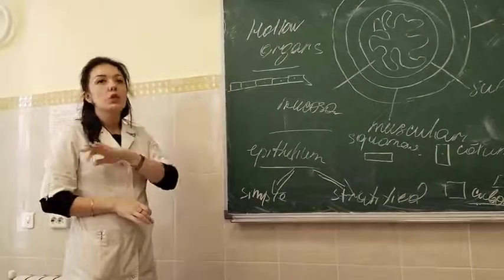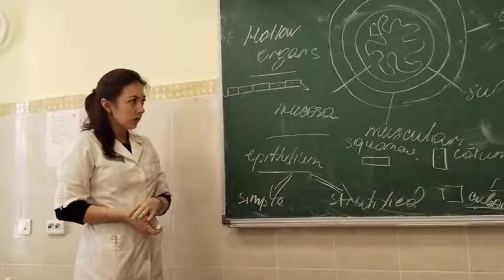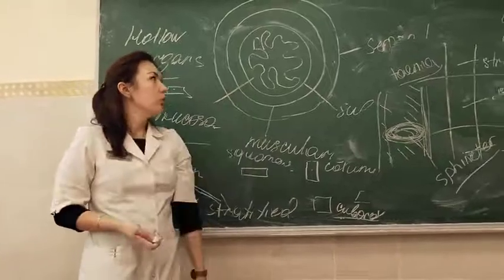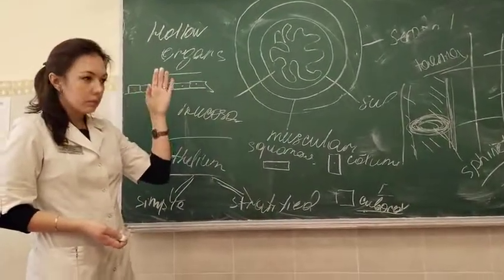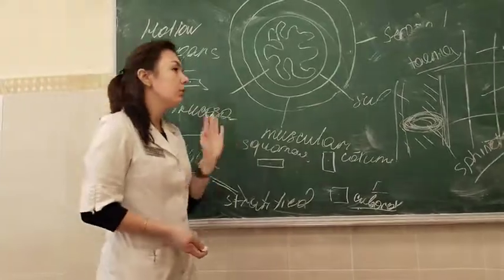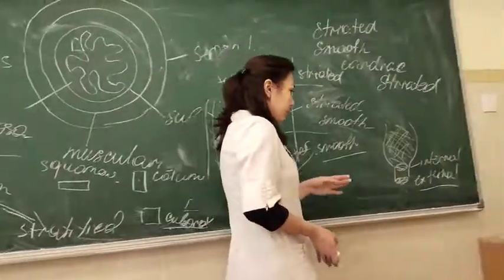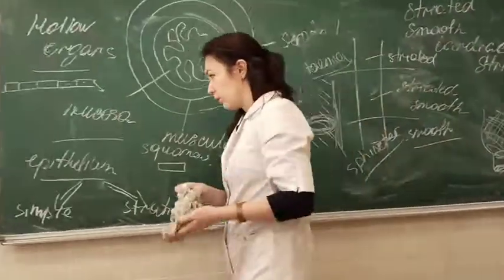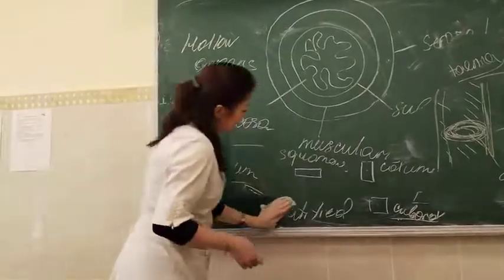In adventitia, there is just connective tissue. There is no mesothelium. That is the difference. So if an organ is covered by peritoneum, we say that the outermost layer is serosa. And if the organ is not covered by peritoneum, then it will be adventitia. So that is the internal structure of a hollow organ. For now, when we start to study topics of the second semester, it is enough.